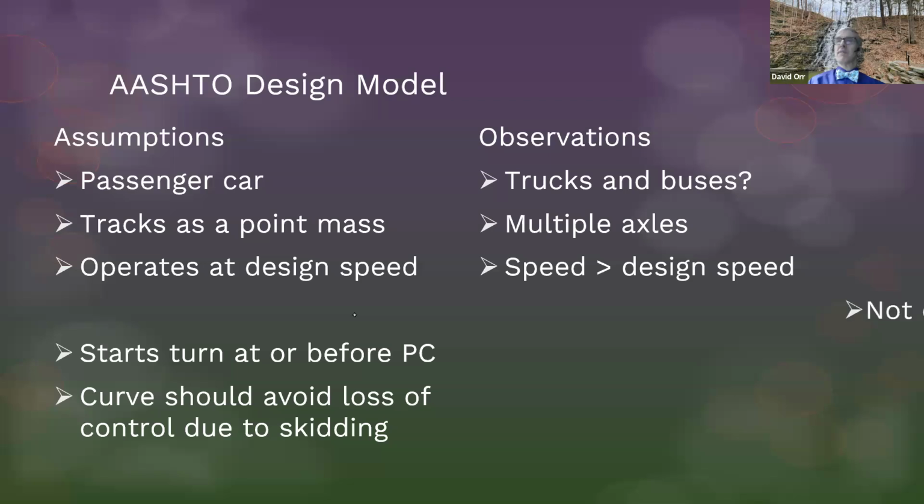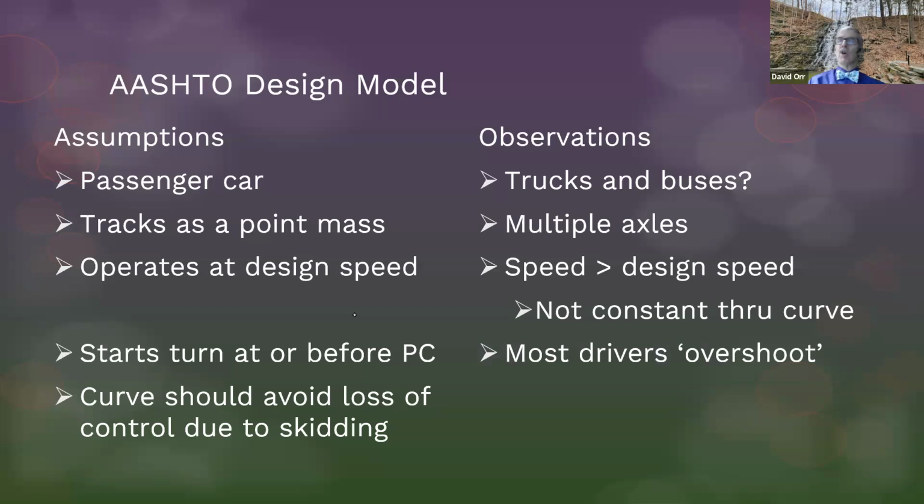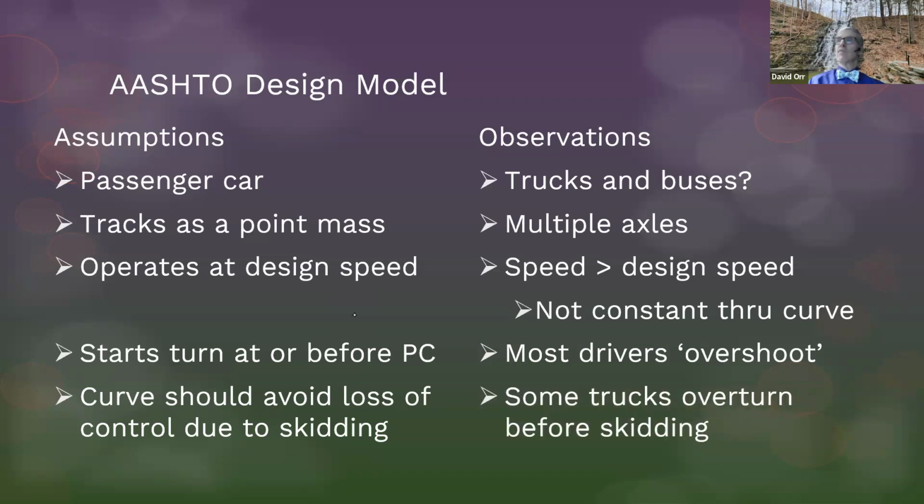Oh, and by the way, people don't drive a constant speed through a curve. That's just not the way people actually drive. In fact, most drivers tend to overshoot the curve slightly. Okay? I'll explain that one here with a sketch in just a second. And there is actually some evidence on certain sharp corners that trucks can actually overturn before they skid. Okay? There's plenty of friction available, so they don't actually skid, they overturn before they actually start the skid. So, how does this relate to signs?